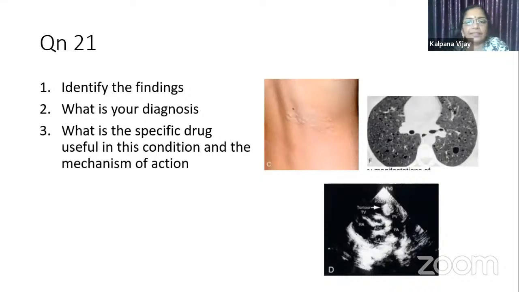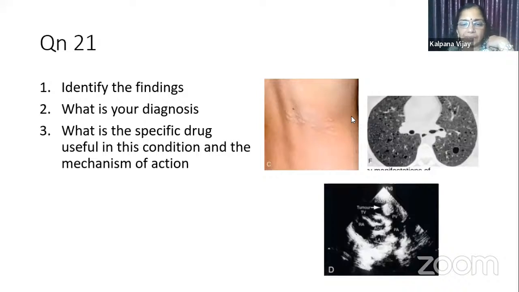So identify the findings. This is also a picture from Nelson. So it is tuberous sclerosis. What are the findings that are shown? The first one is written as C. Okay. So what is that lesion that is shown here in C? This one, the skin lesion, what is that? It is not the commonest ash leaf macule, but this is a different one.